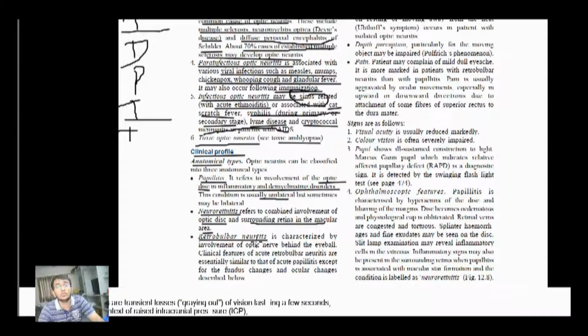Okay, moving on to retrobulbar neuritis. As the name suggests, it is characterized by involvement of the optic nerve behind the eyeball. That is why it is known as retrobulbar. Clinical features of acute retrobulbar neuritis are essentially similar to those of acute papillitis. The differences are seen in the fundus changes and the ocular changes, but the clinical features are similar to papillitis.